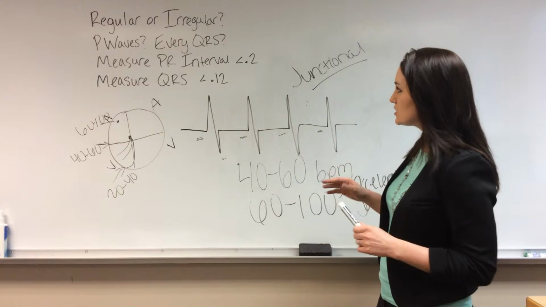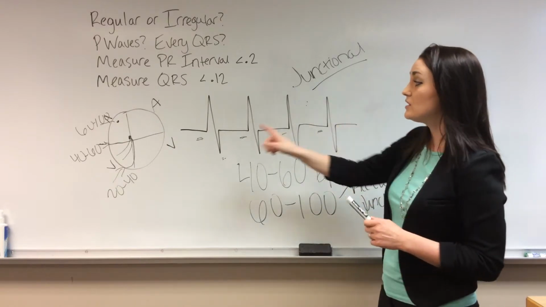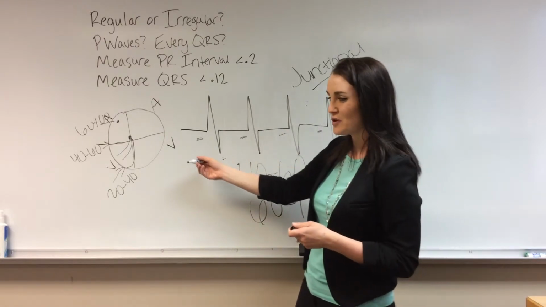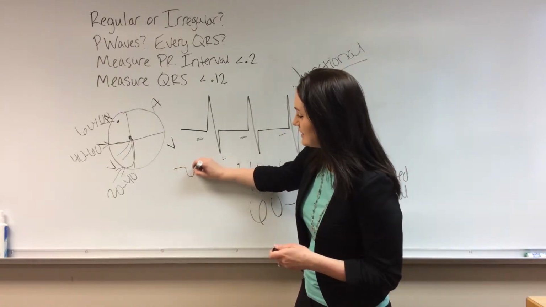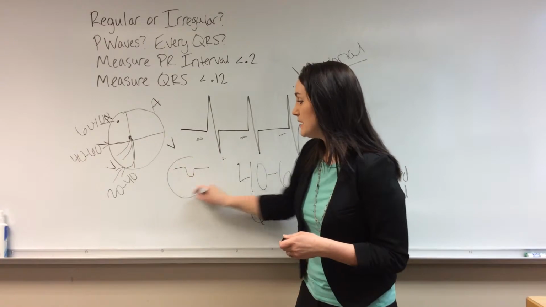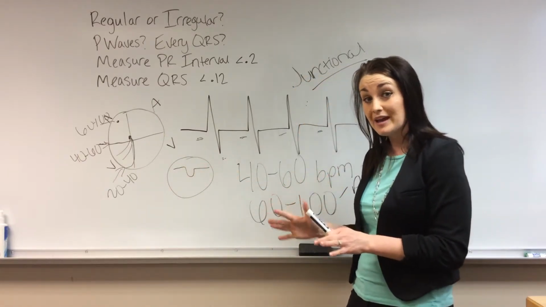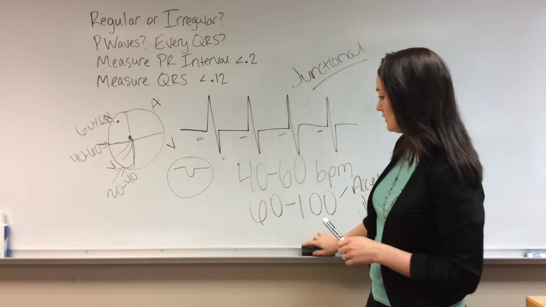So those are our junctional rhythms. So with junctional, there's either no P wave, or another thing that can throw you for a loop sometimes is it can be an inverted P wave. So no P wave or inverted P wave indicates junctional.